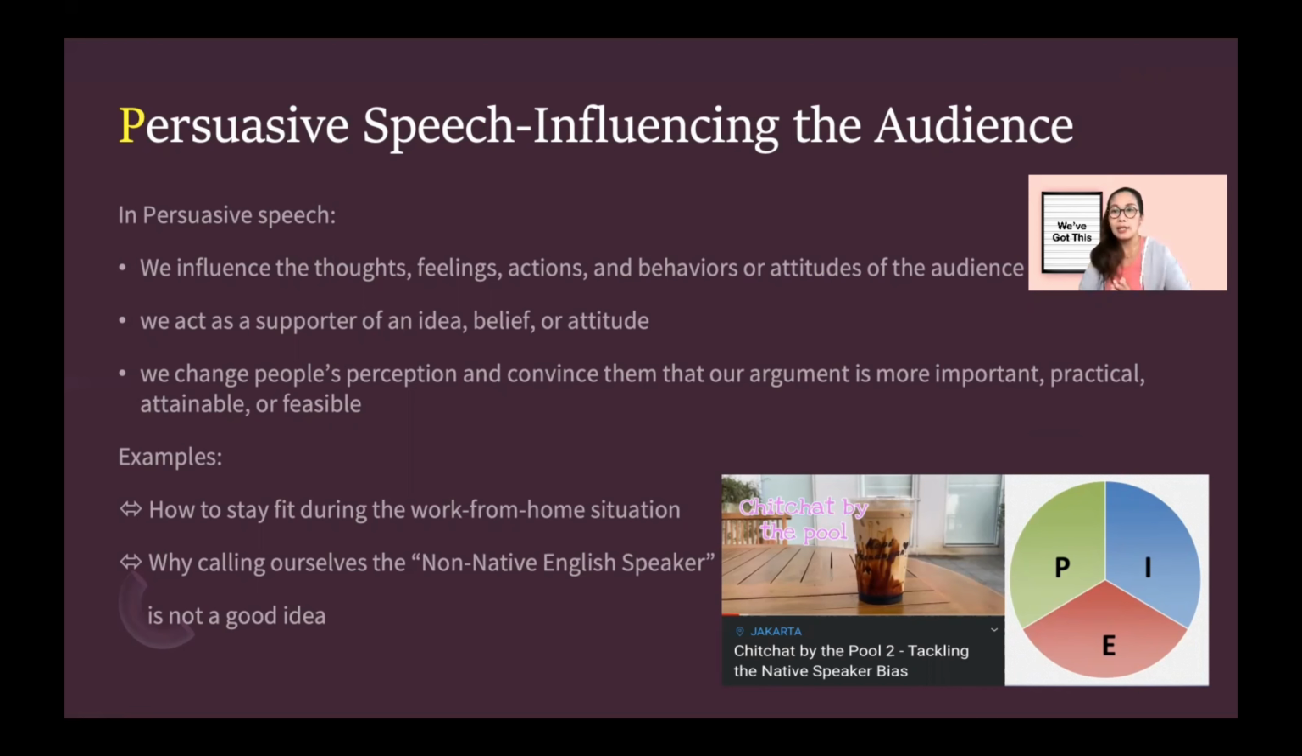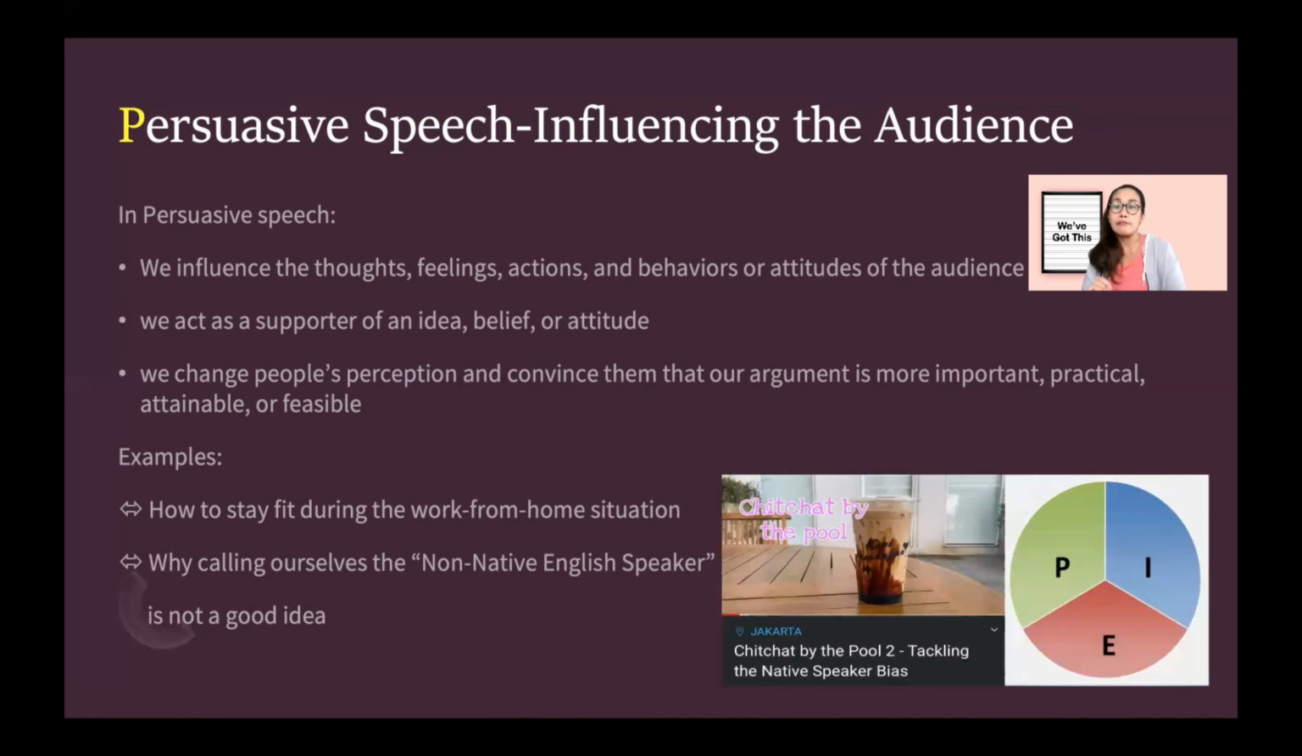And we also act as a supporter of that particular idea or belief or attitude because we want the audience to follow, to do, to act according to the information that we give to them, right? In this particular speech, we also change people's perceptions and convince them that our argument is more important, more practical, better, more doable, more attainable. So here are the examples of this particular speech.